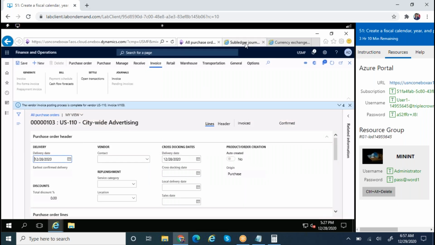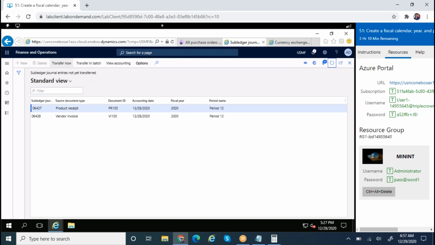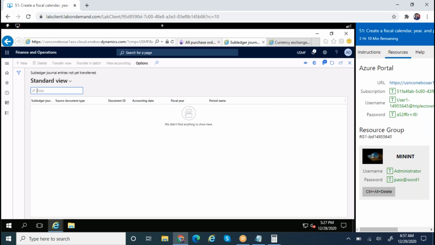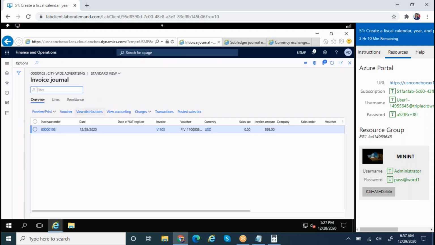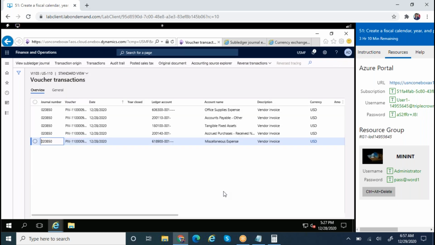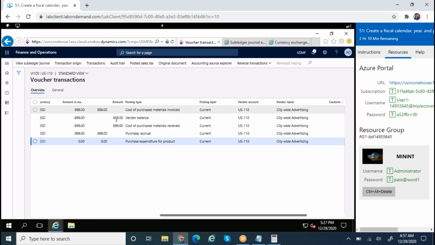Okay, now if you verify, it will not be transferred yet. Let me transfer this one. If you verify the voucher invoice, it is normal only. You will not find any differences here. Normal 899 only. There is no difference.